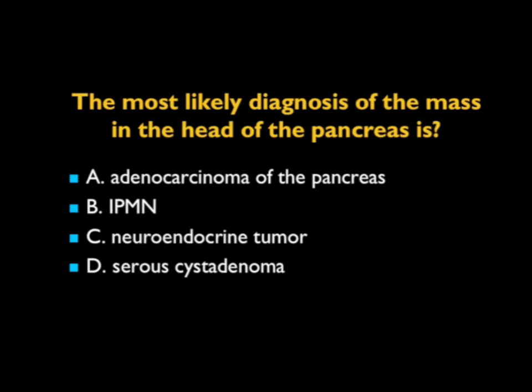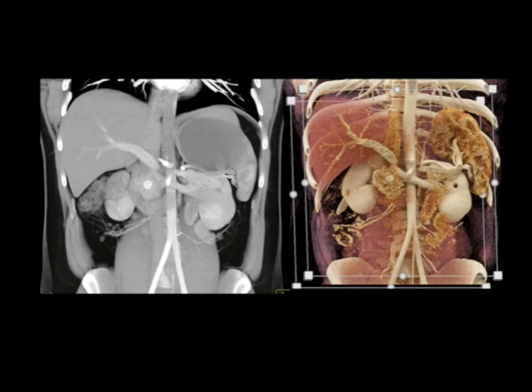In this case, I'm asking what's the most likely diagnosis for the mass in the head of the pancreas. I'm giving you a very nice volume rendered image on the left and a cinematic image on your right. And what you see on both of these images is a 1 centimeter enhancing nodule in the pancreatic head.